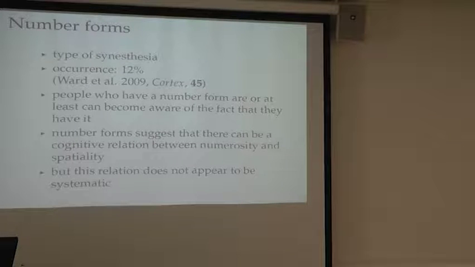Well, the answer is not very much, right? So what does this suggest? It suggests that there can be a cognitive relation between number and space, yeah? But this relation seems to be incredibly unsystematic, yeah? We can't really say anything about it because for some people 100 is over there and for other people it's over there. I mean, what are we going to study then, right? Okay. So number forms are interesting to start a talk with, but that's about it.